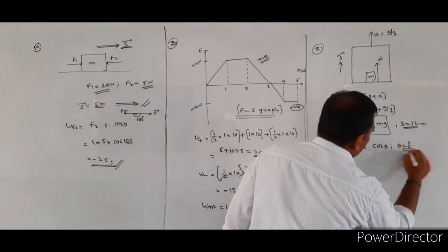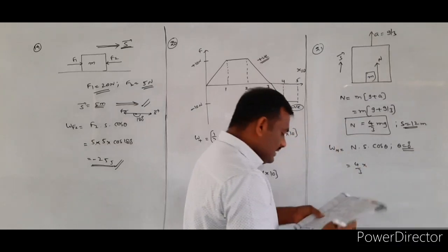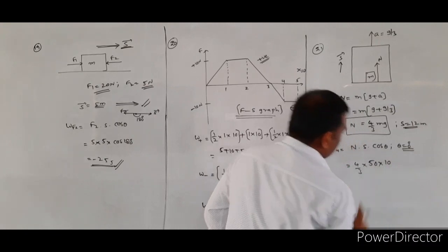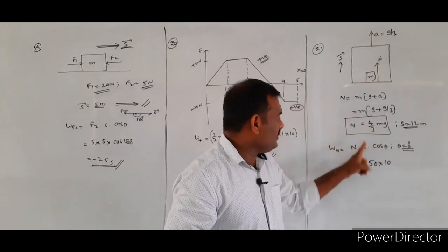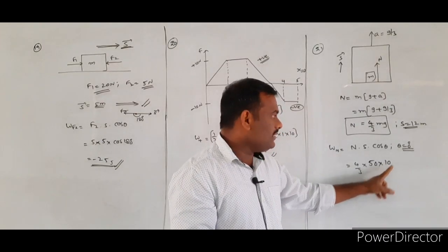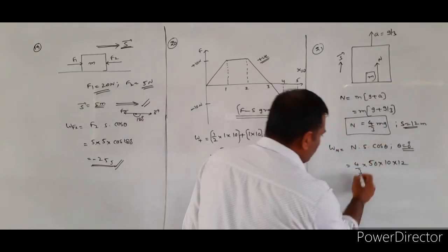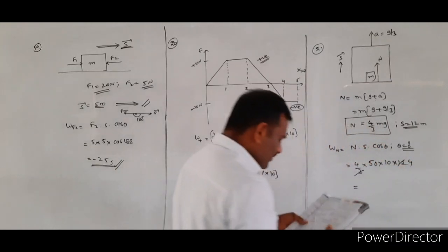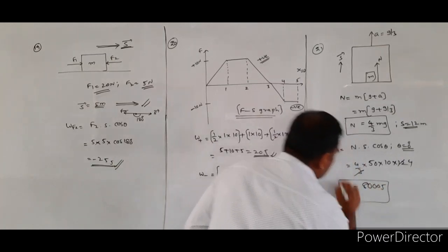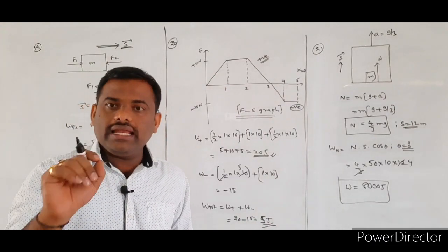Here theta is 0. The normal reaction is 4 by 3 mg. The mass of the man is 50 kg, and g is given as 10, times the displacement, which is 12. So 4 by 3 into 50 into 10 into 12. If you simplify, you will get this value equal to 8,000 joules. The value is 8,000 joules. So like that we have to calculate the elevator problems.